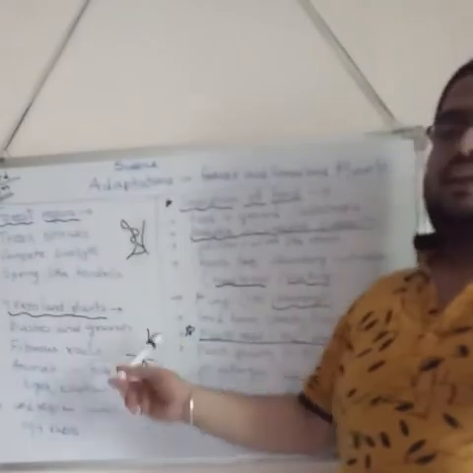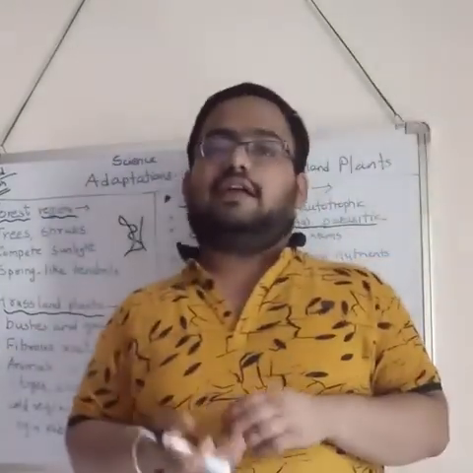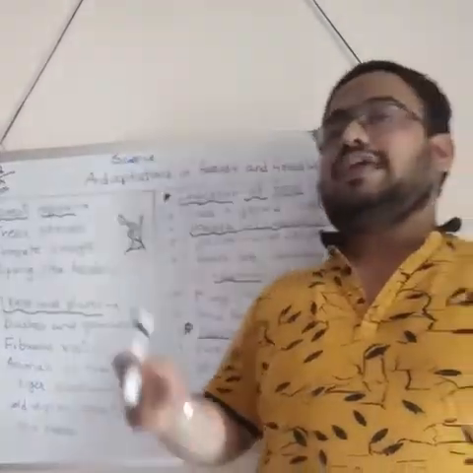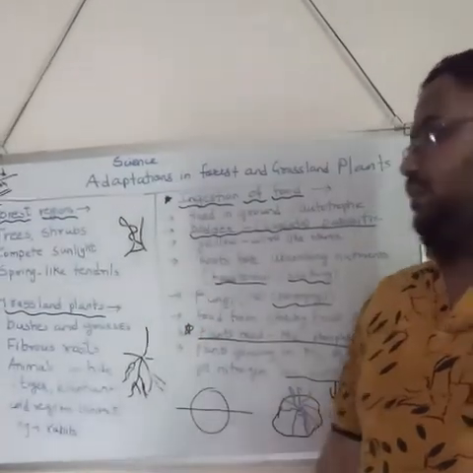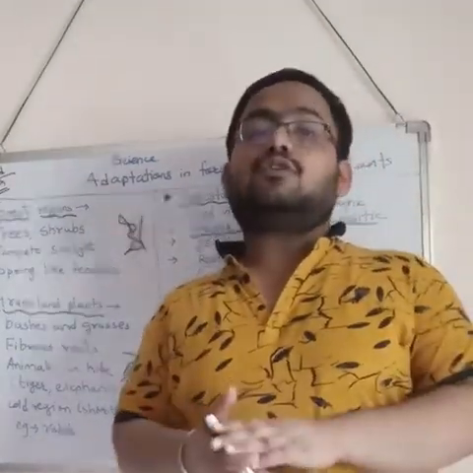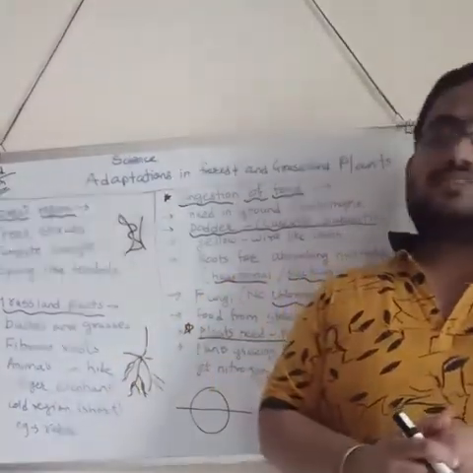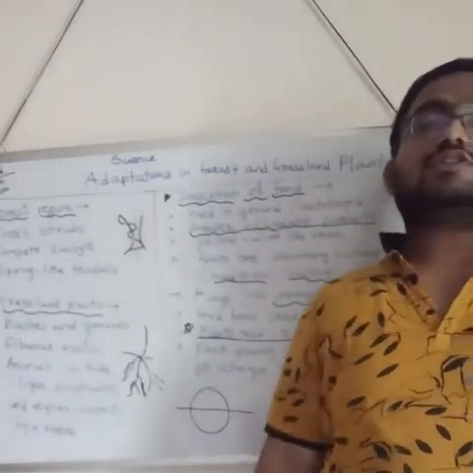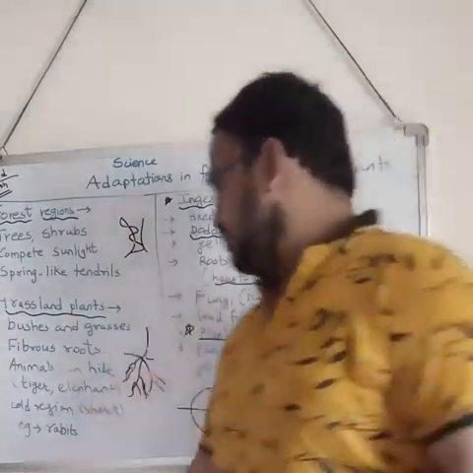Further is grassland plants. In grassland, you find a lot of bushes and grasses. Bushes means small plants. They have fiber-like roots to prevent soil erosion. What does soil erosion mean? The decrease in the quality of soil is called soil erosion.